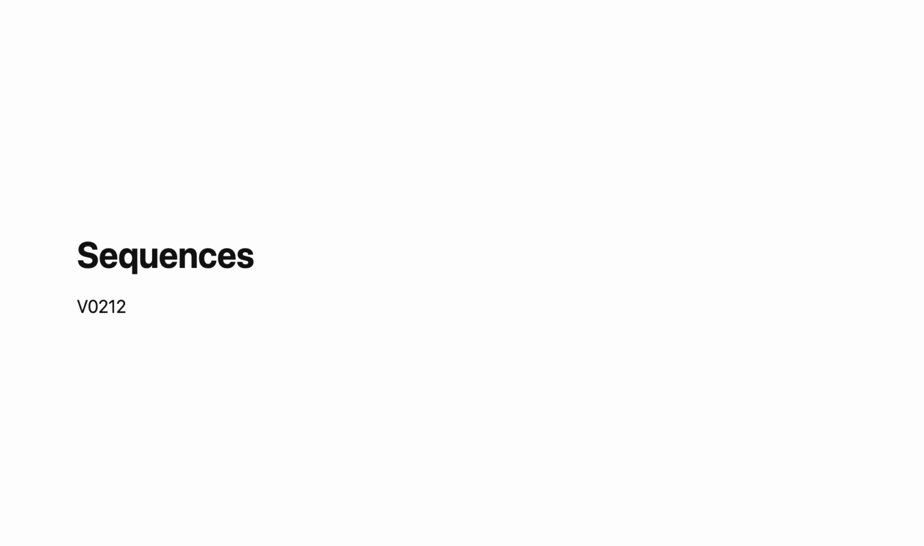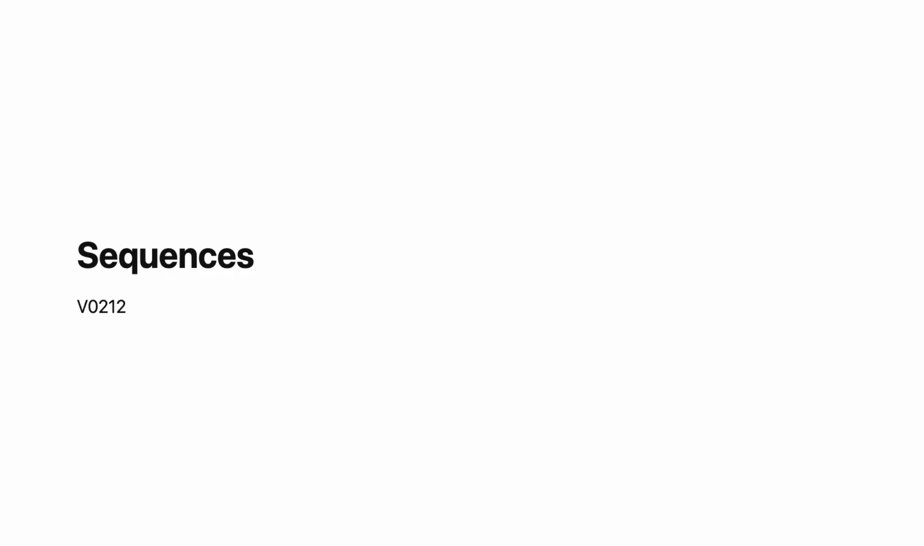Sequences. Collections process all elements at each step: filter the entire list, then map the entire result. This can be wasteful for large data or when you only need some elements. Sequences offer a different approach, lazy evaluation. Today we learn when and how to use sequences.